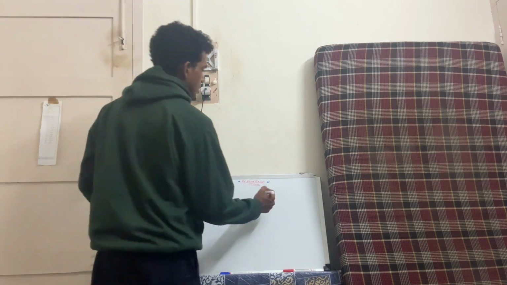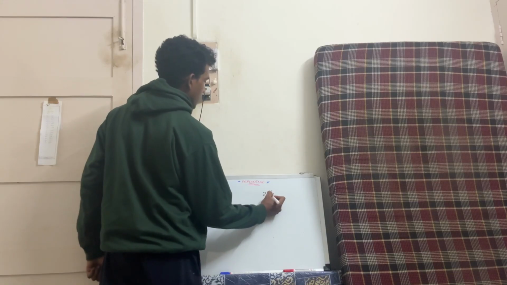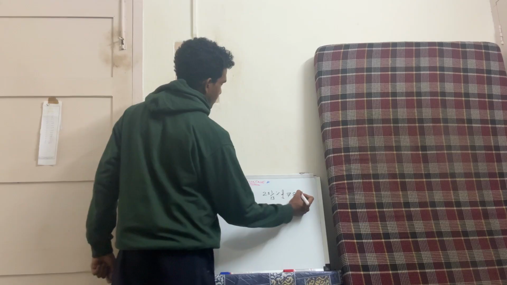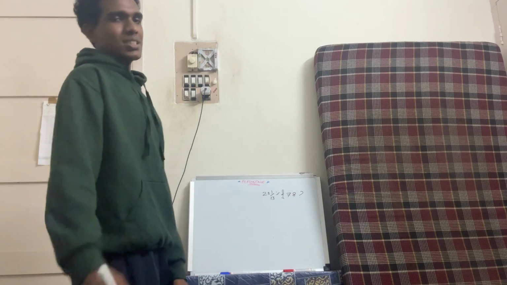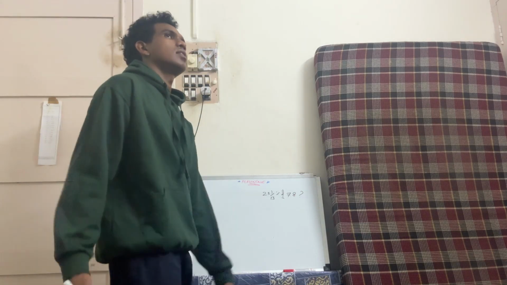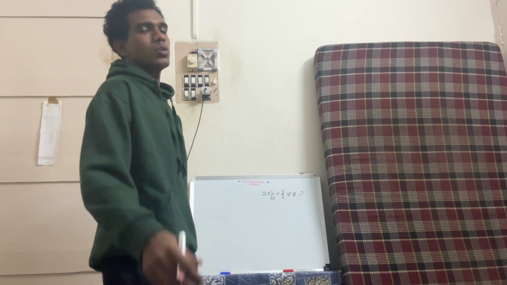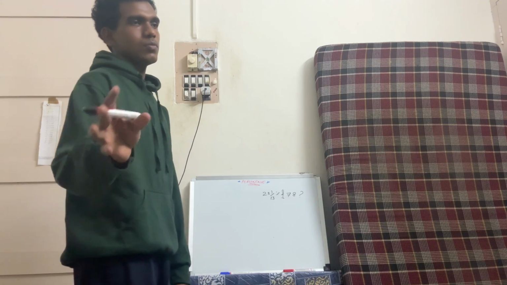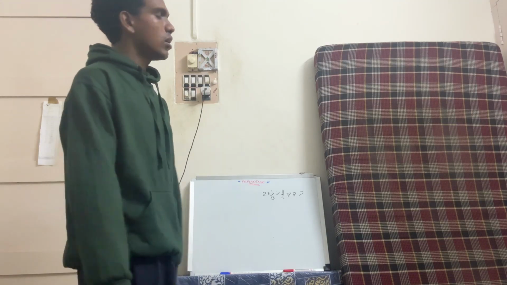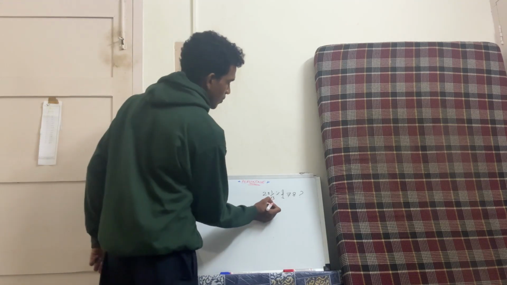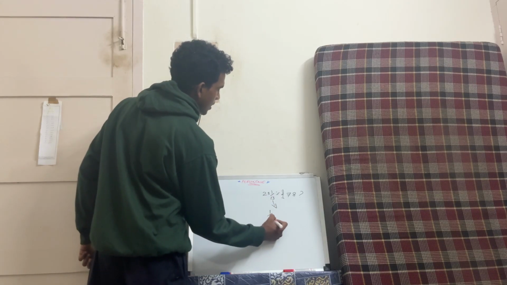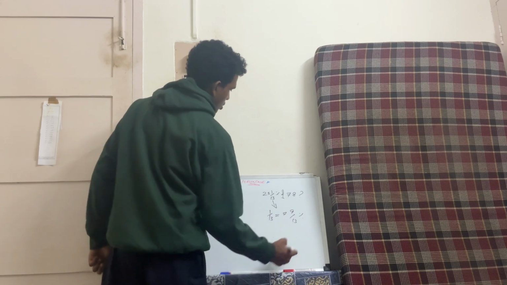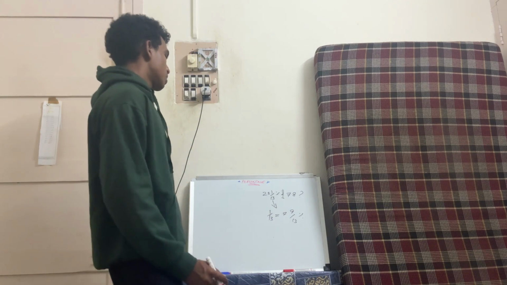So the first question is: find 23 1 by 13 percentage of 78. We can do this in the traditional way and the fast way. To do it in the fast way, we need to apply the fraction to percentage table. So let's see. We know that 1 by 13 is equal to 7 and 9 by 13 percentage.